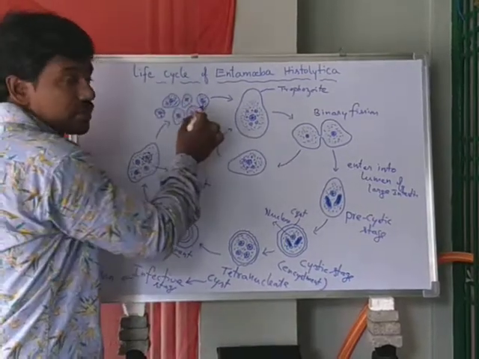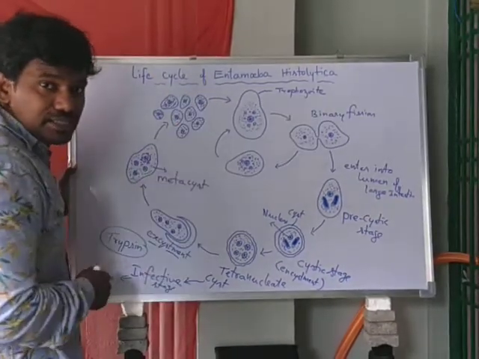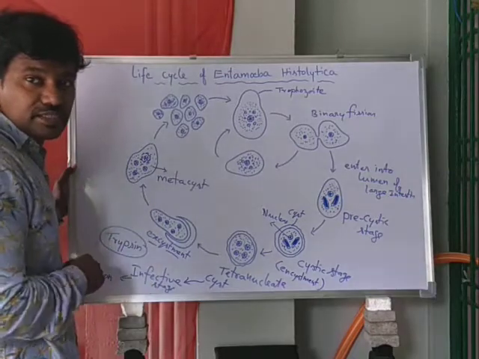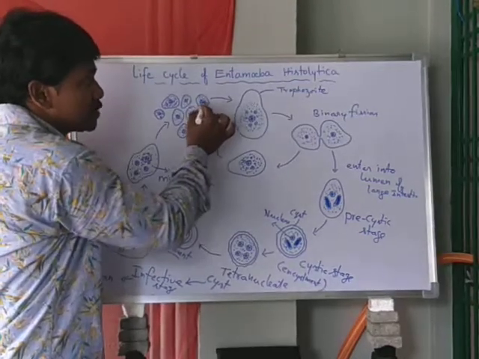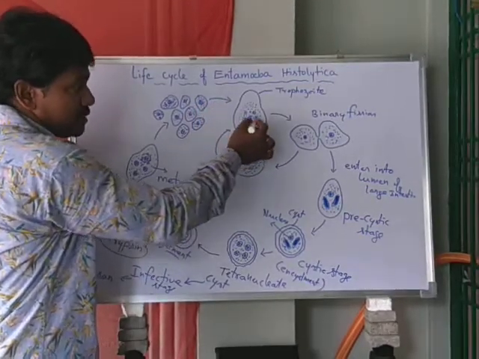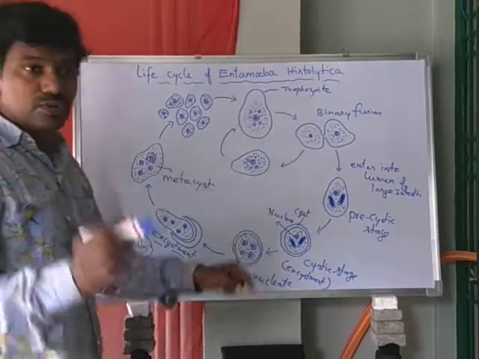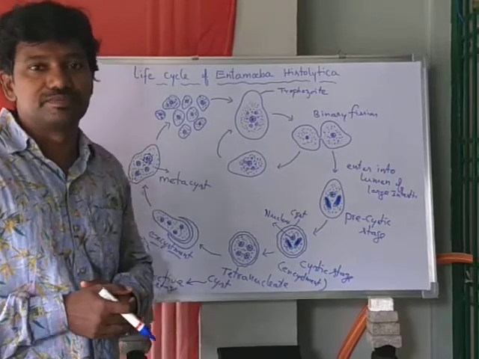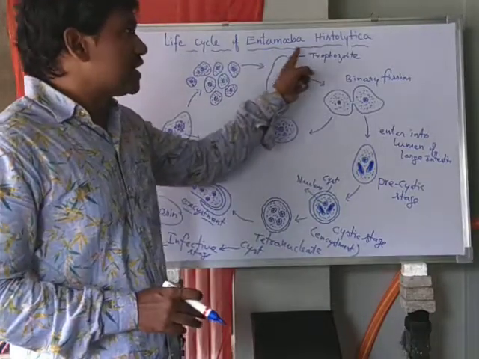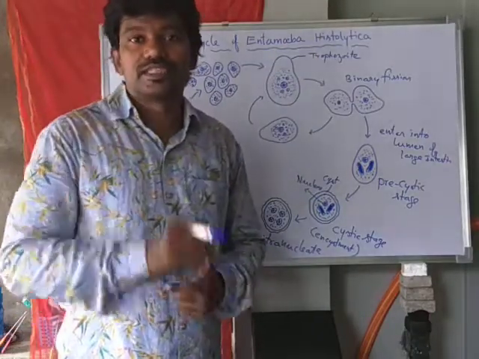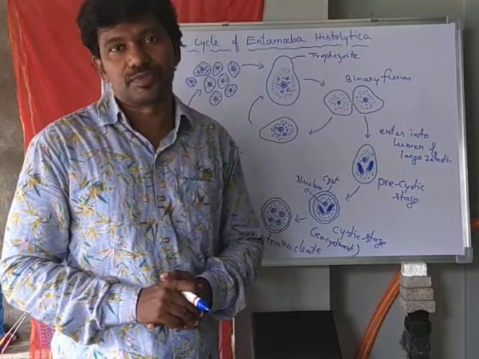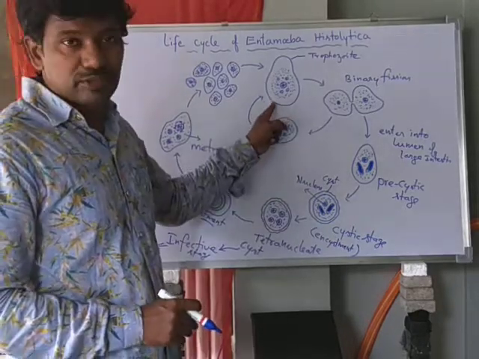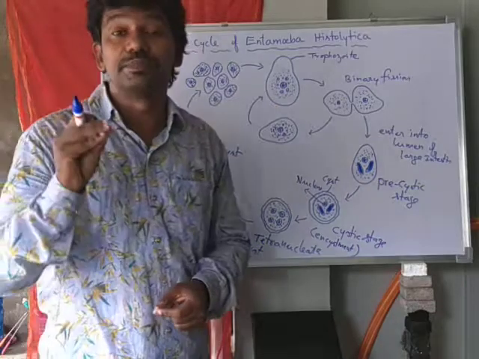Each one feeds upon the red blood cells and tissue elements of the host. Then each one gradually develops into the trophozoite stage. This is the life cycle of Entamoeba. Entamoeba histolytica causes amoebiasis disease. Generally the trophozoite is the pathogenic stage that causes amoebiasis.